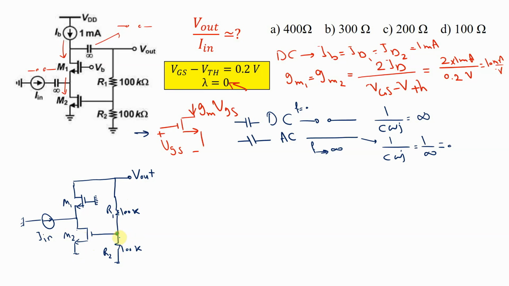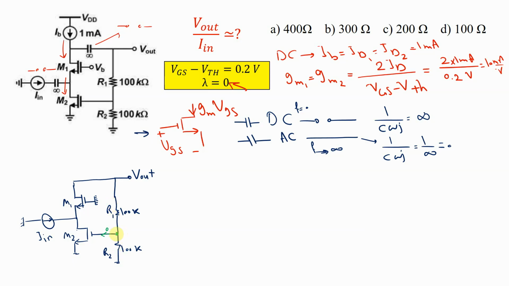This gate voltage, as you probably know, the gate of the NMOS transistor, you don't have the gate current. The gate current is 0. So you can assume that this R1 and R2 are in series.